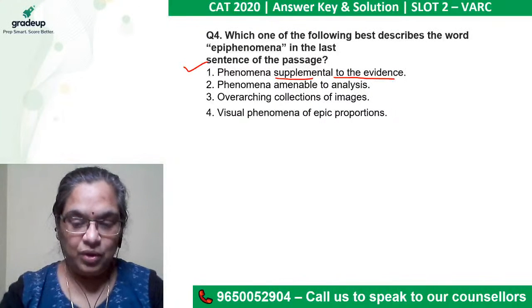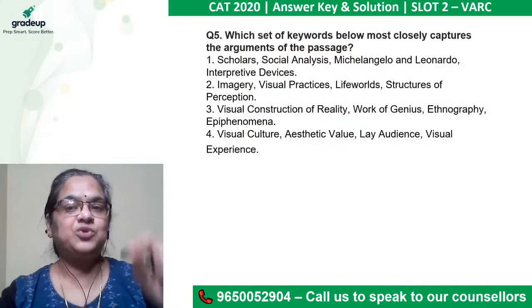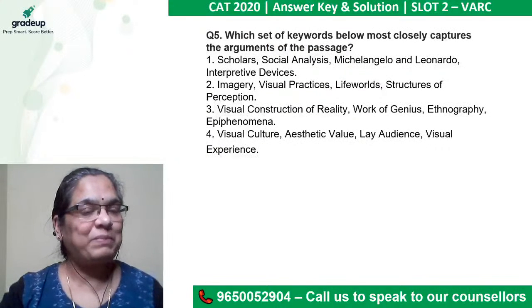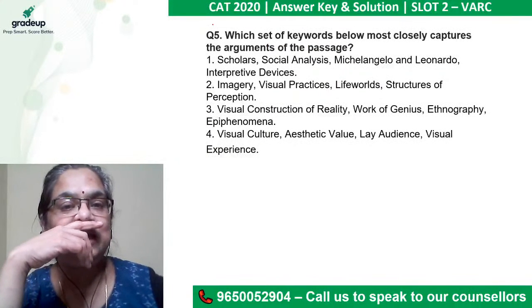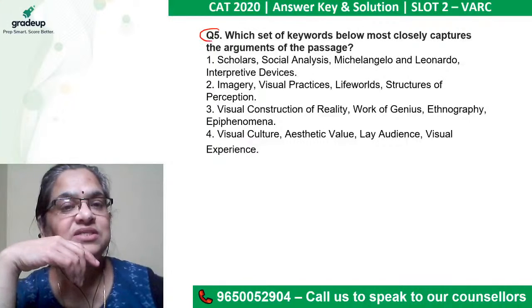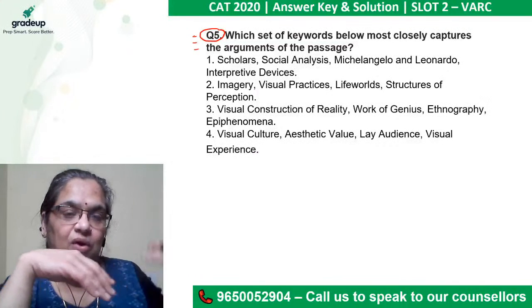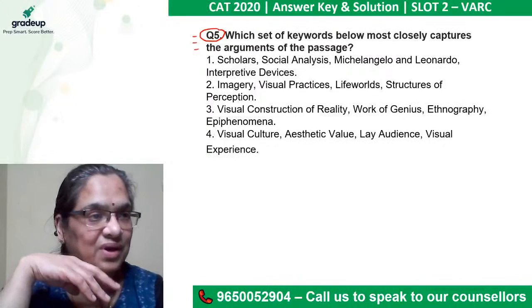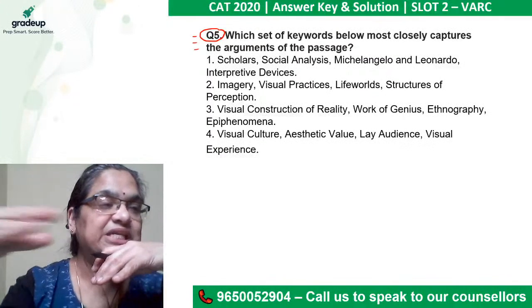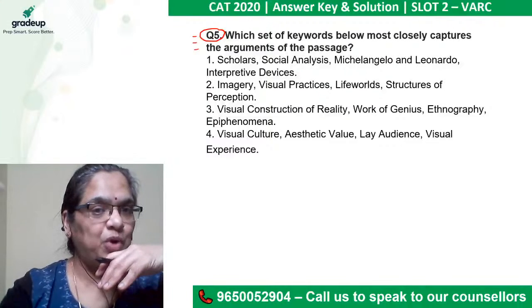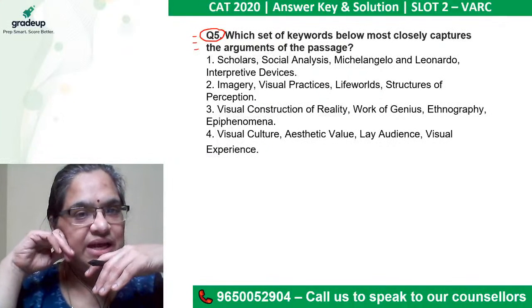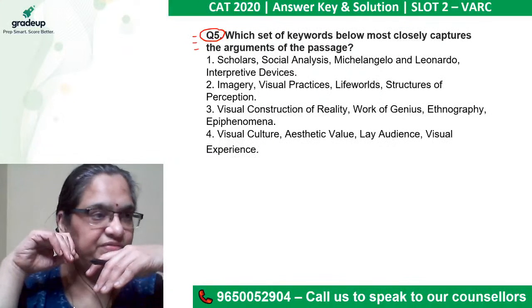But good. Next one. The arguments of the passage. This is to do with the keywords and the flow of the passage. In what order did the author delineate his points, express his points? Scholars, social analysis, Michelangelo, interpretive devices.